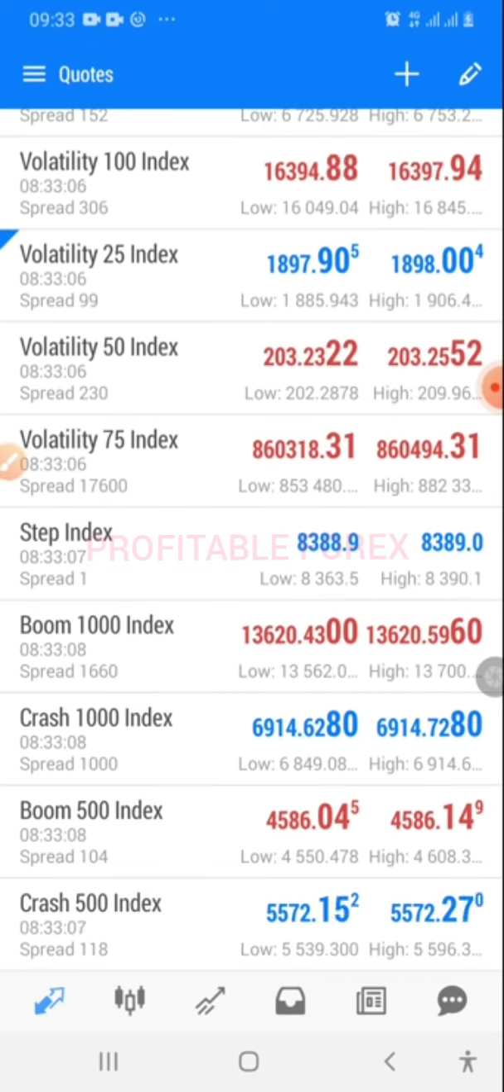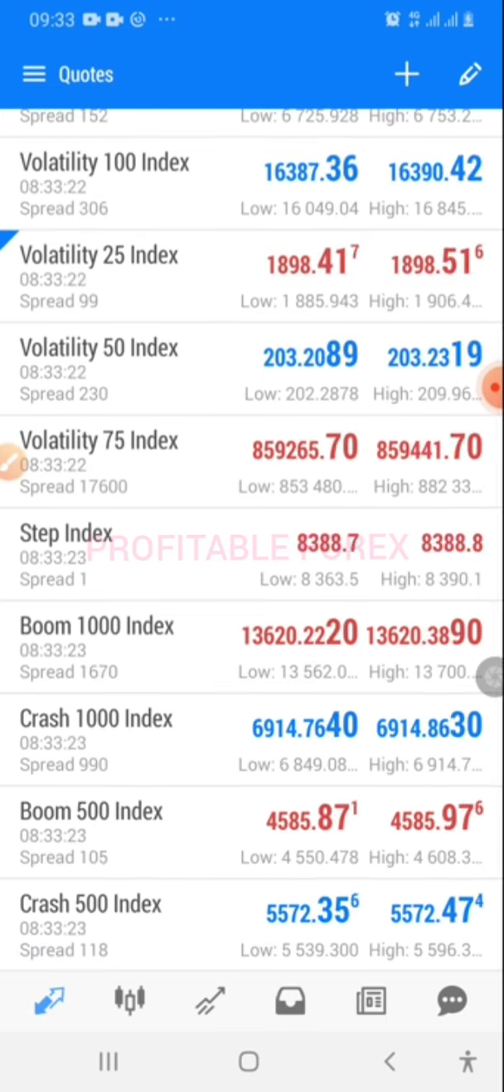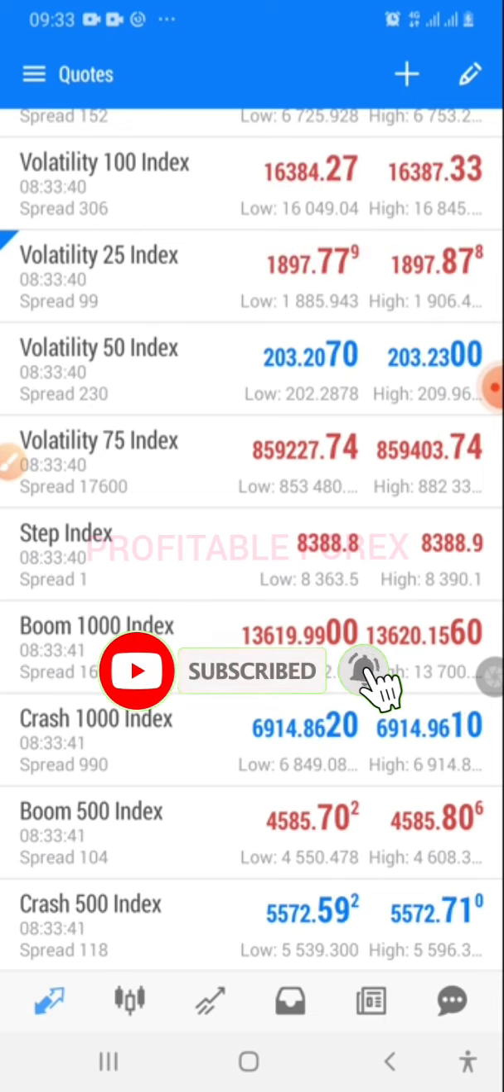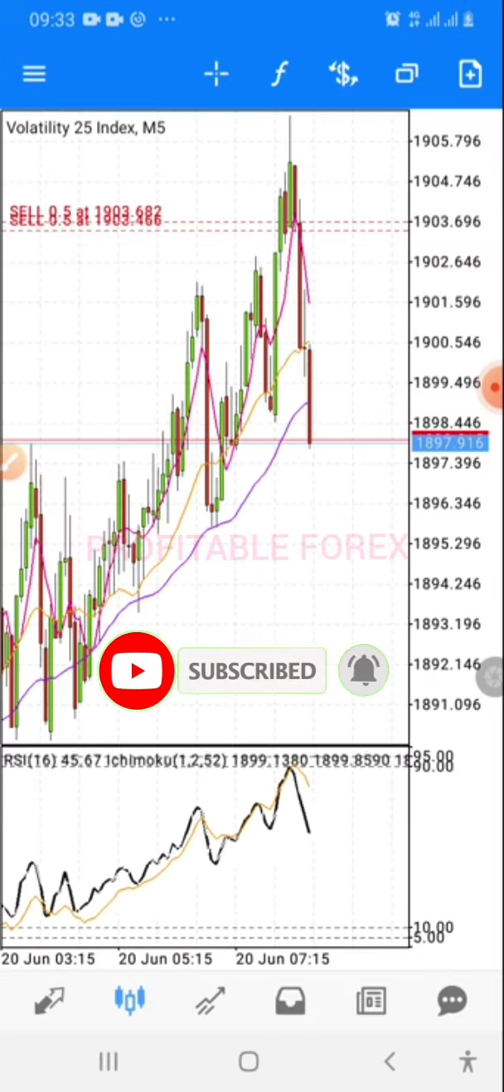Okay, so today we're going to be looking at a strategy that you can use for volatility indices. Today we're looking at volatility 25, but you can use this strategy on any of the volatility indices, be it volatility 75, volatility 50, 100, or 10. Today we're looking at volatility 25 because that's where we got a good signal to trade. So let's head on to volatility 25 right away and get onto the chart.